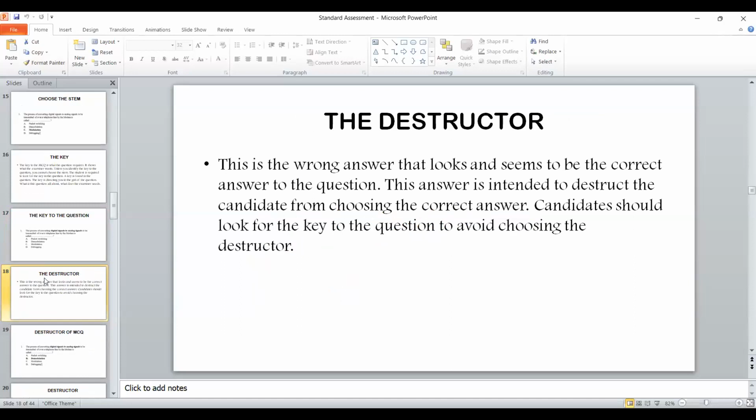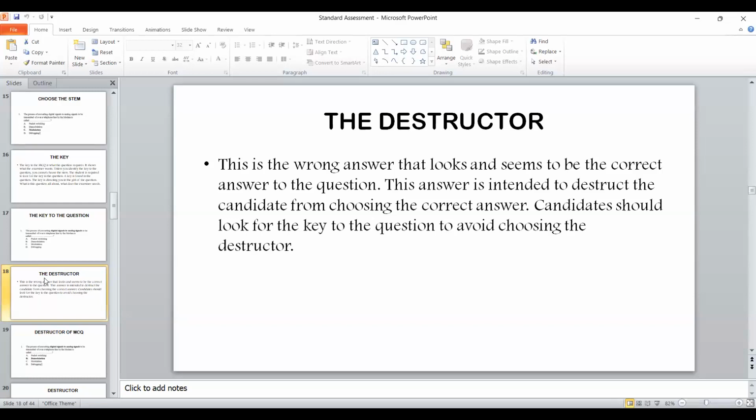When you are setting an objective question or MCQ, you must make sure that you put there a distractor. Unlike geography, we always have only one distractor. And this is the wrong answer that looks and seems to be the correct answer to the question. It is intended to distract the candidate from choosing the correct answer. Because if a student doesn't want to interpret, many of them will end up choosing the distractor. So you must make sure that there is that answer which is wrong and it tries to distract the learner. That's why we include it there.